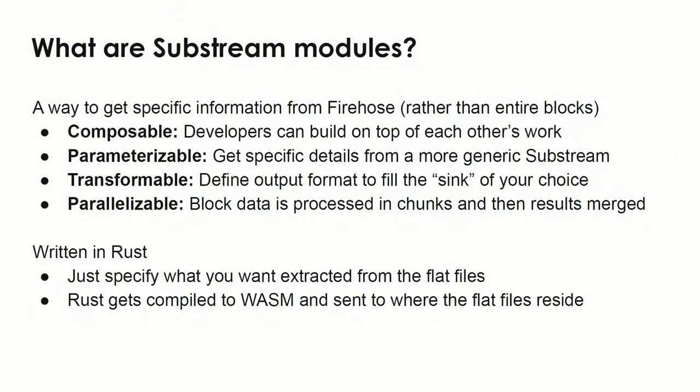They're also transformable, so you can do transformations within substreams. Let's say you wanted to calculate a moving average of, say, the ETH to USDC ratio. You could easily do that transformation within the substream and then use that output for downstream applications. They're also parallelizable. These flat files are just binary files on the machine, and you can read from these binary files in parallel, so you can get the data that you need extremely quickly.